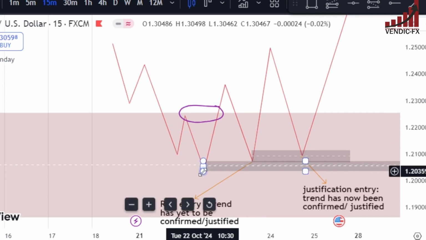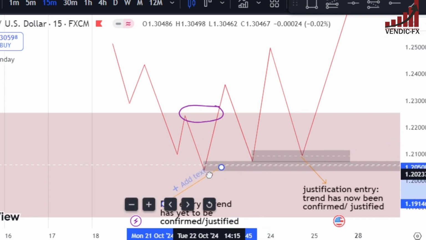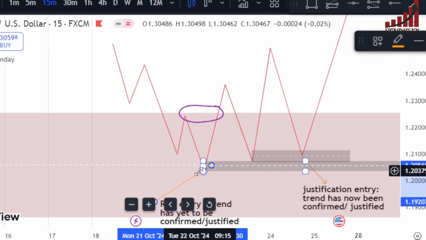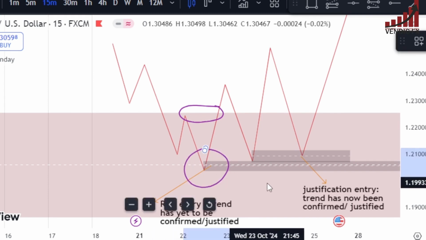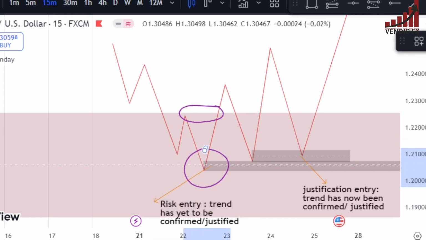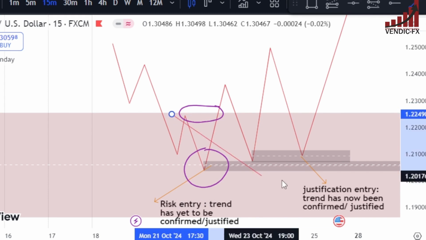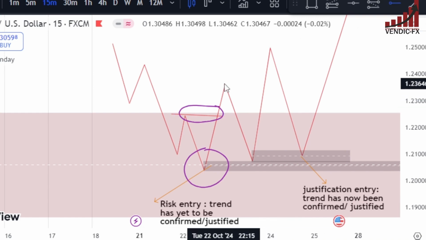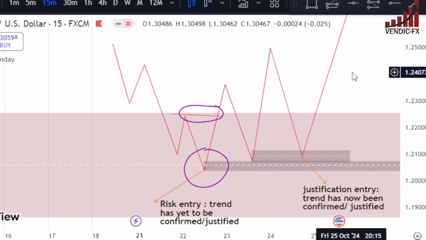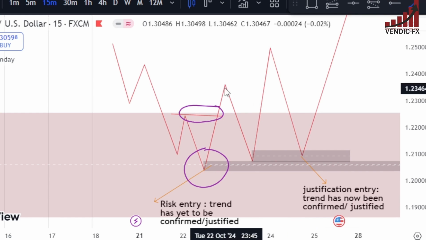So if you enter from this zone, this was supposed to be our risk entry. Let me draw something so that you know. If you enter from here, it is a risk entry. After you've confirmed this change of character, if you enter here, it's a justified entry. And this is another change of character here. Sorry about that. This is another change of character.